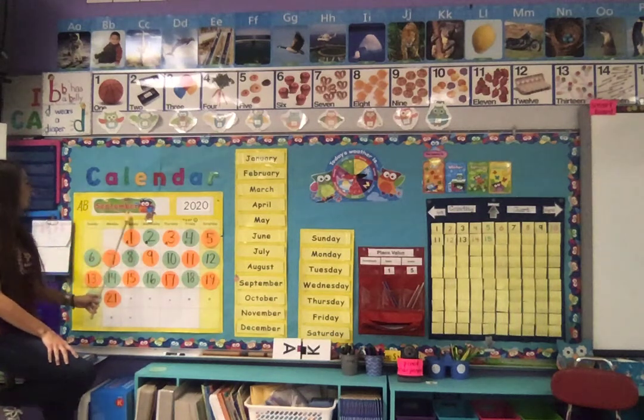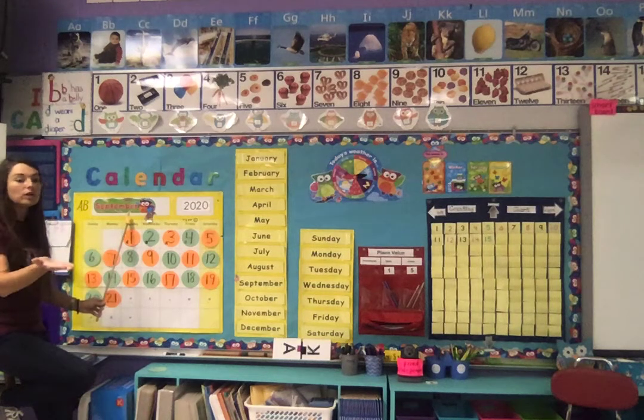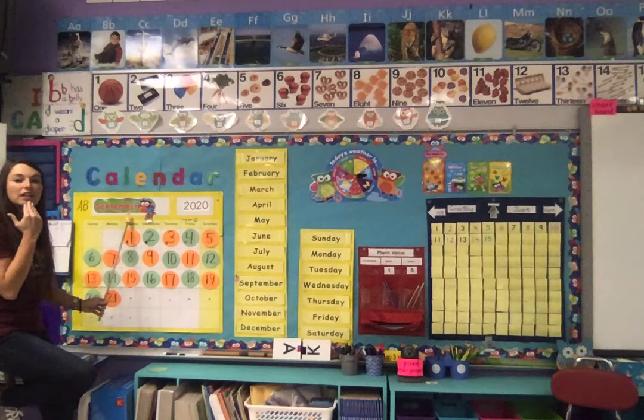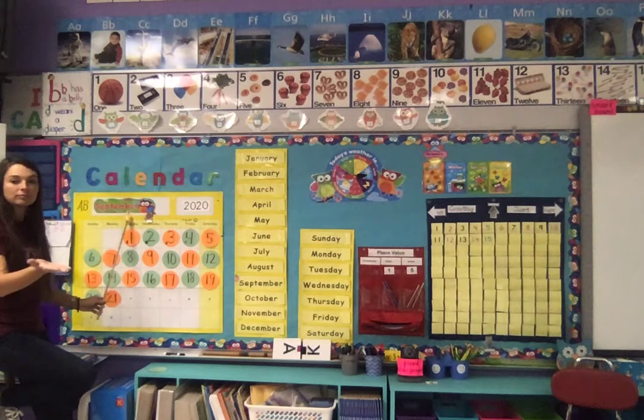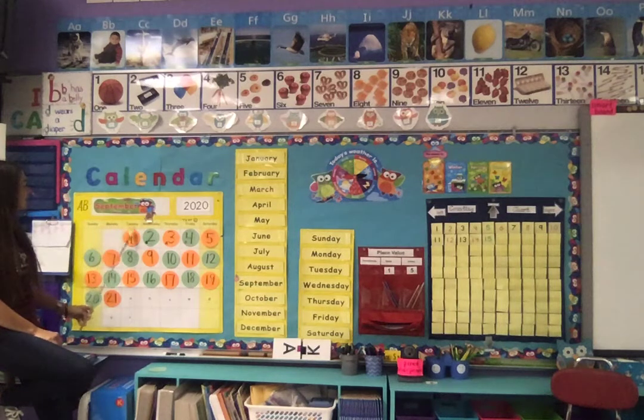We have that at the top of our calendar, so let's say that in a complete whole sentence. Ready? Listen to me first. With my hands at my chin, be really good listeners. When I point to you, it's your turn. So here is our sentence. The month is September. Very good.